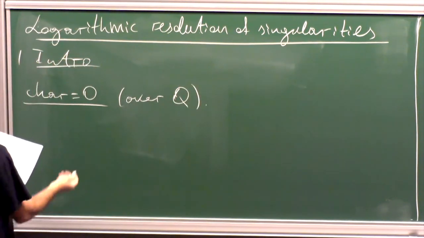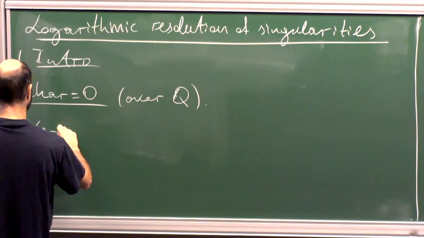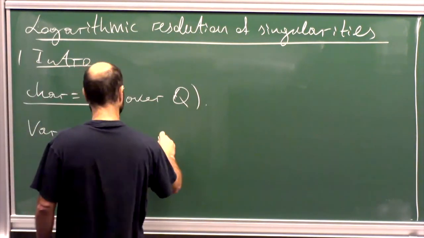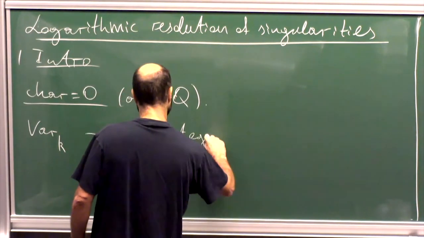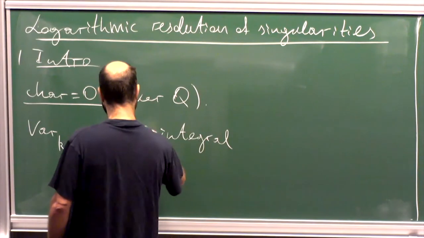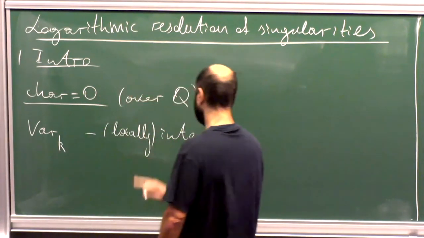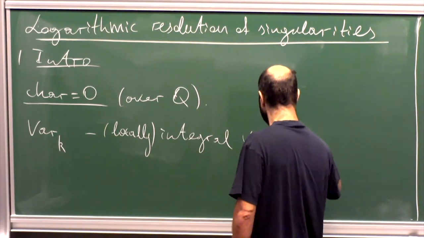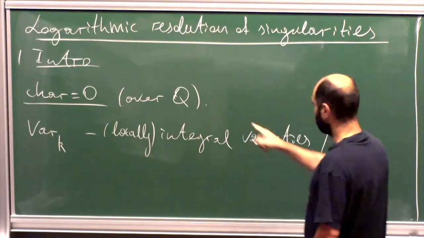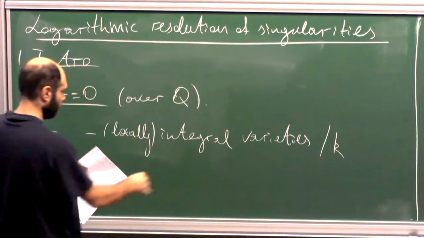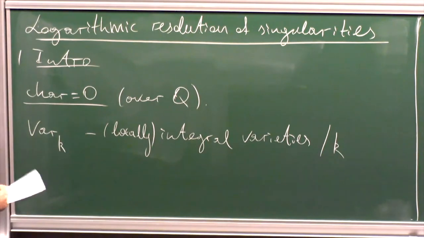In addition, by Var_k I'll denote the category of integral varieties, or maybe locally, maybe disjoint union, it doesn't really matter, over a field k of characteristic zero. So for simplicity, I'll only discuss this case.